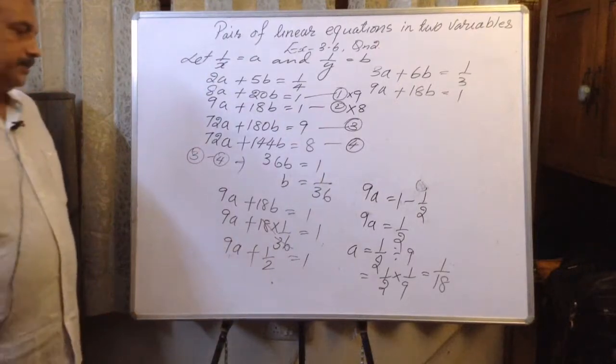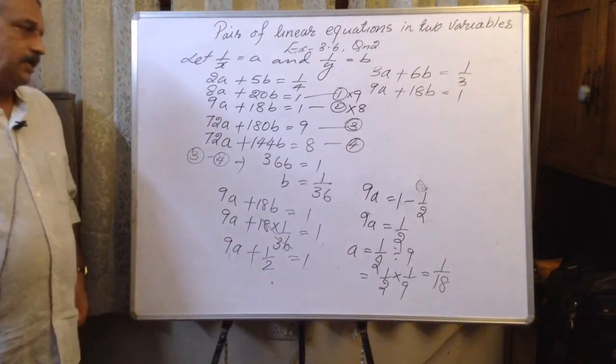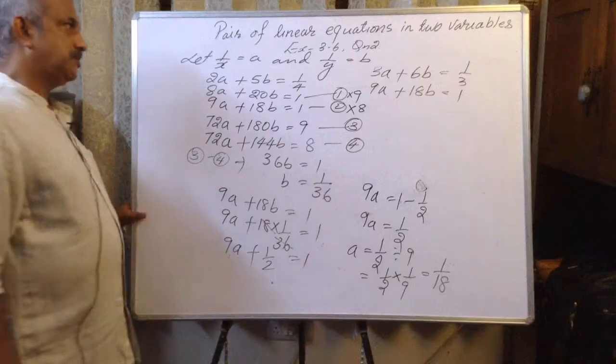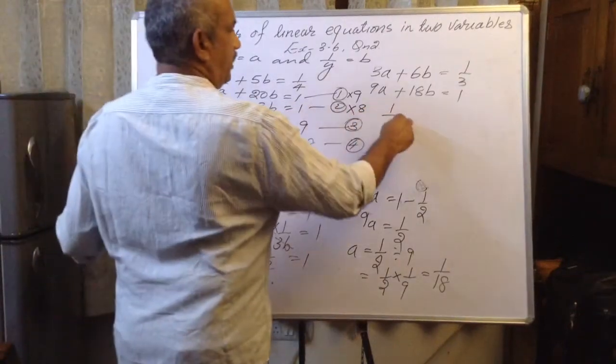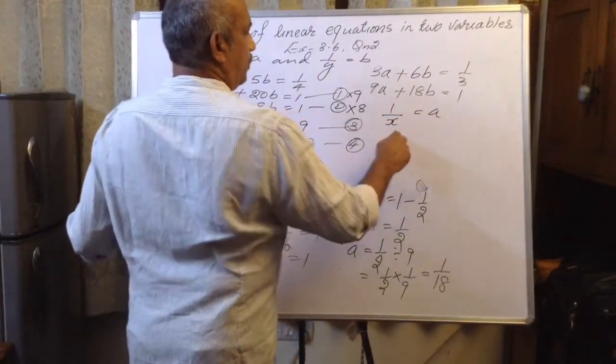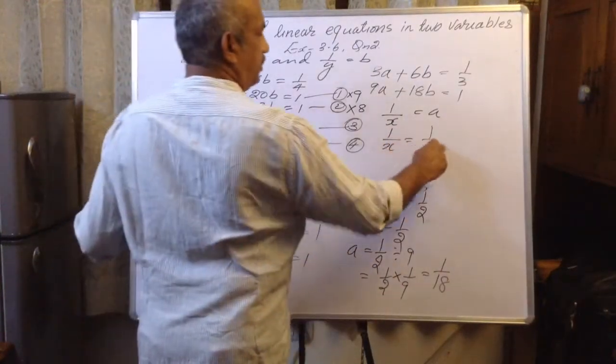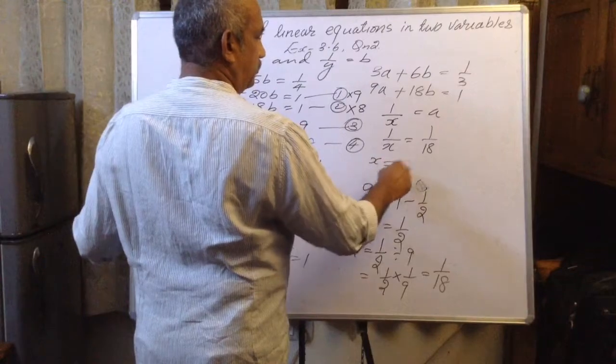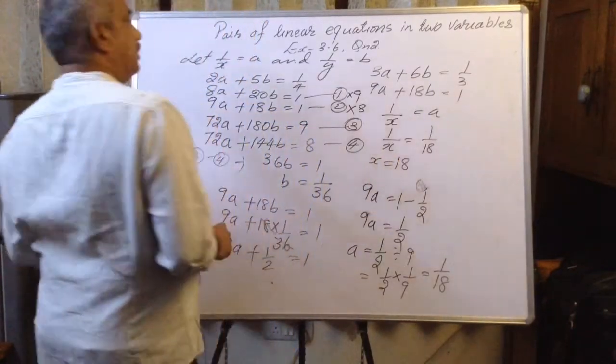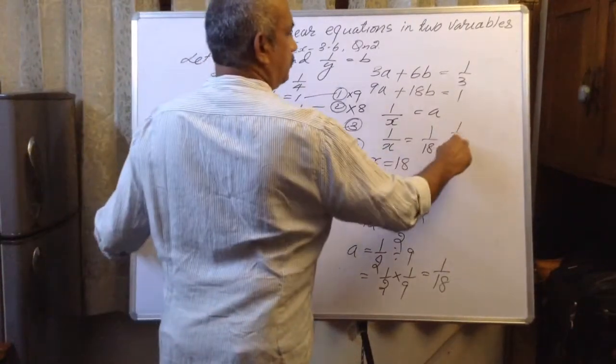So we are getting a is equal to 1 upon 18 and b is equal to 1 upon 36. We will substitute back. 1 upon x is equal to a. We got 1 upon 18. So x is equal to 18. Similarly, 1 upon y is equal to b.